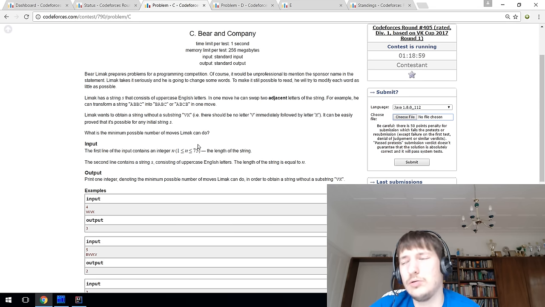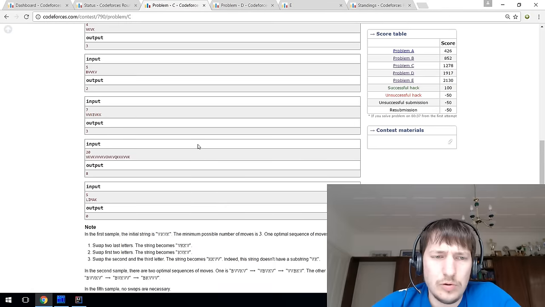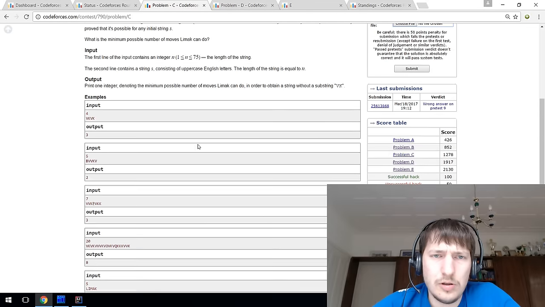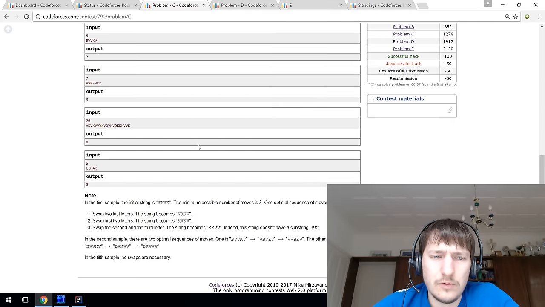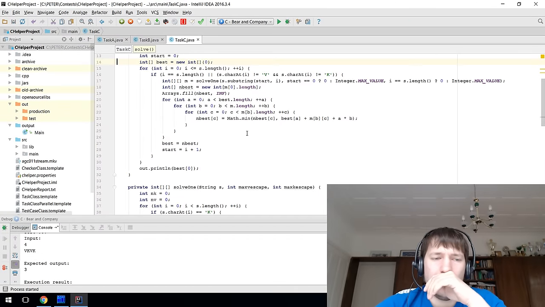Doesn't really make too much sense. Yeah, but there is a conflict and you cannot avoid it by... Yeah, yes, it should be correct. Minimum possible number of moves. The string is half length 75. That's really weird.